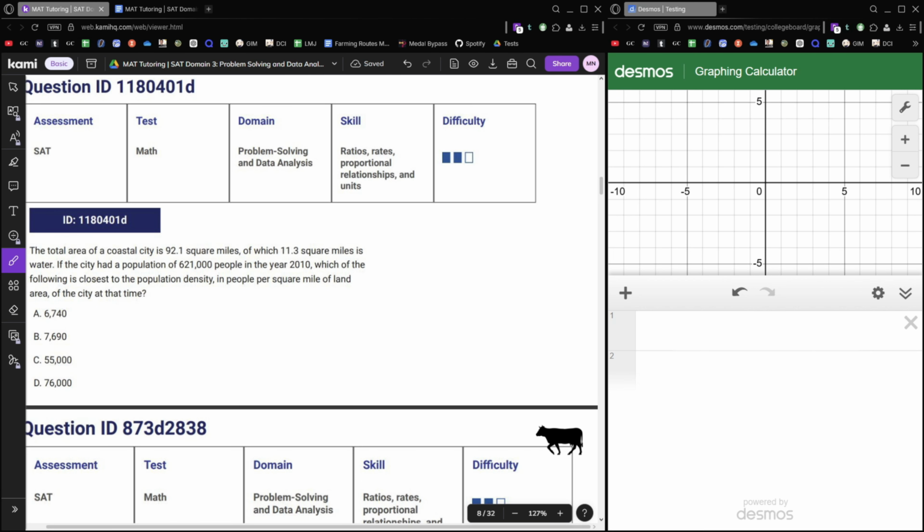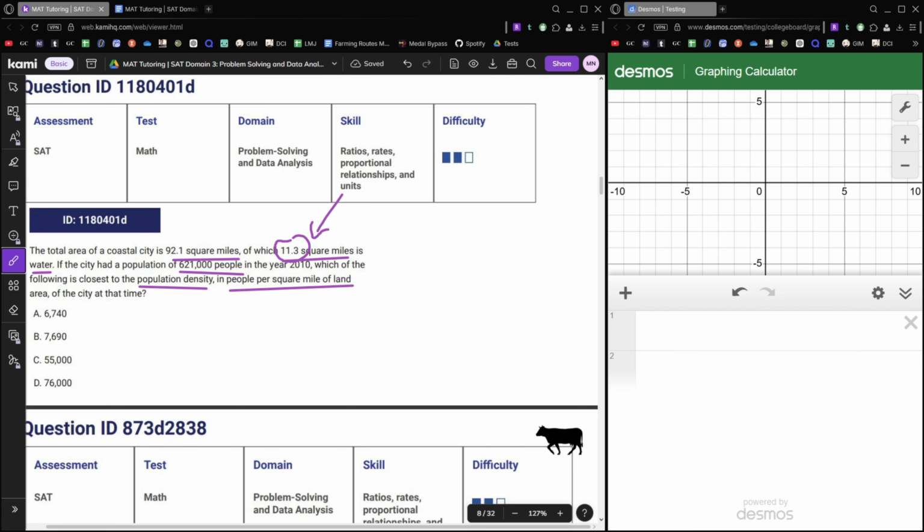Slide number 8. They give us an area of 92.1 square miles and say that 11.3 square miles of that is water. Then they tell us it has a population of 621,000 people and want us to find the population density. Here's the important part though. The unit is gonna be people per square mile of land area. Notice it specifically says land area, which means we're not gonna be including this 11.3 miles of water.